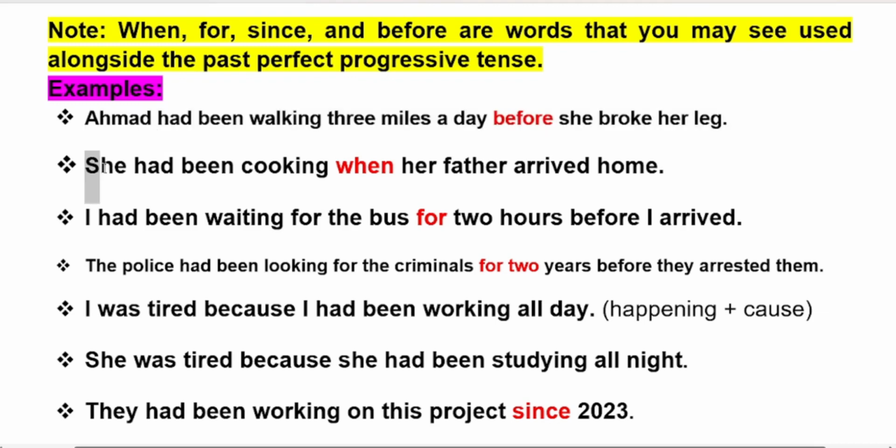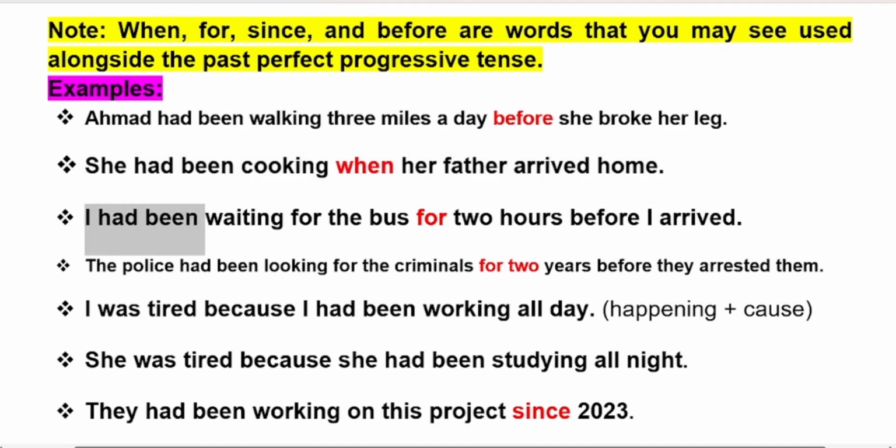The next example: she had been cooking when her father arrived home. An action that was going on had been happening when the second action happened.